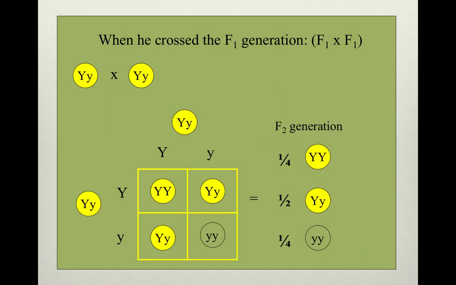When you cross the F1 generation to get your F2 generation, you're crossing two heterozygotes, so they contribute one dominant allele each and one recessive allele each. What that means is that we have a ratio of genotypes in the offspring generation of 1 to 2 to 1. That is, we have one purebred yellow, one purebred green, and two heterozygous yellow. If we look at the ratio of phenotypes, however, it's 3 to 1. It's 3 yellow phenotypes, 1 green phenotype.